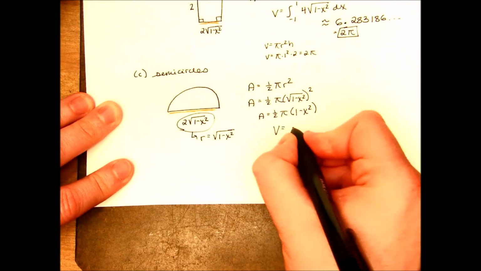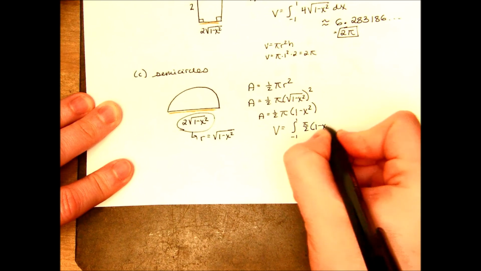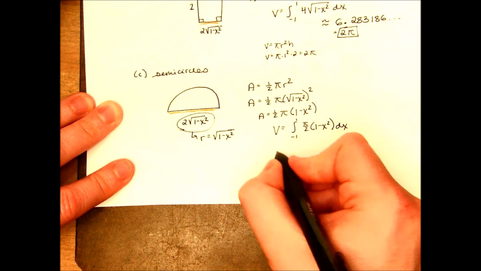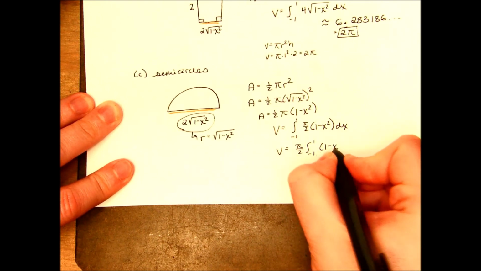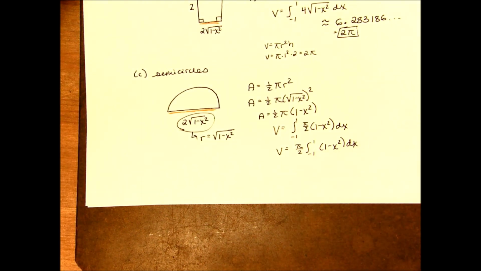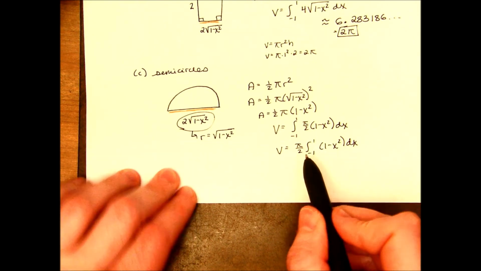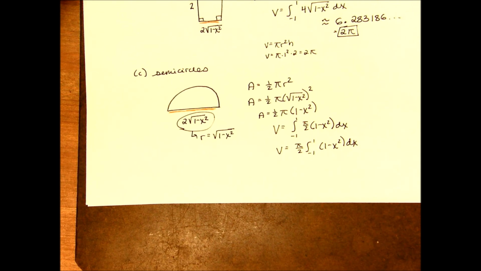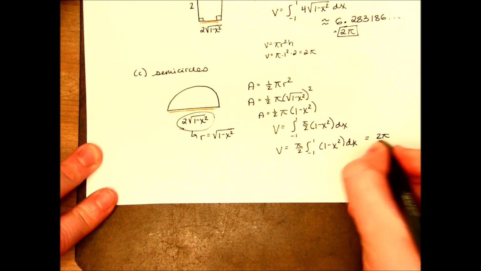My volume, I'm still going to integrate this thing from -1 to +1. I'm going to say pi over 2 times 1 minus x squared dx. I'm going to move my pi over 2 out front. And I'm going to get this. You could base this on part A if you want. You could also just go to the calculator, integrate this thing, divide your answer by 2 and tack a pi onto that. I think that's what I'm going to go do. And I think that should give you a volume of 2 pi over 3.